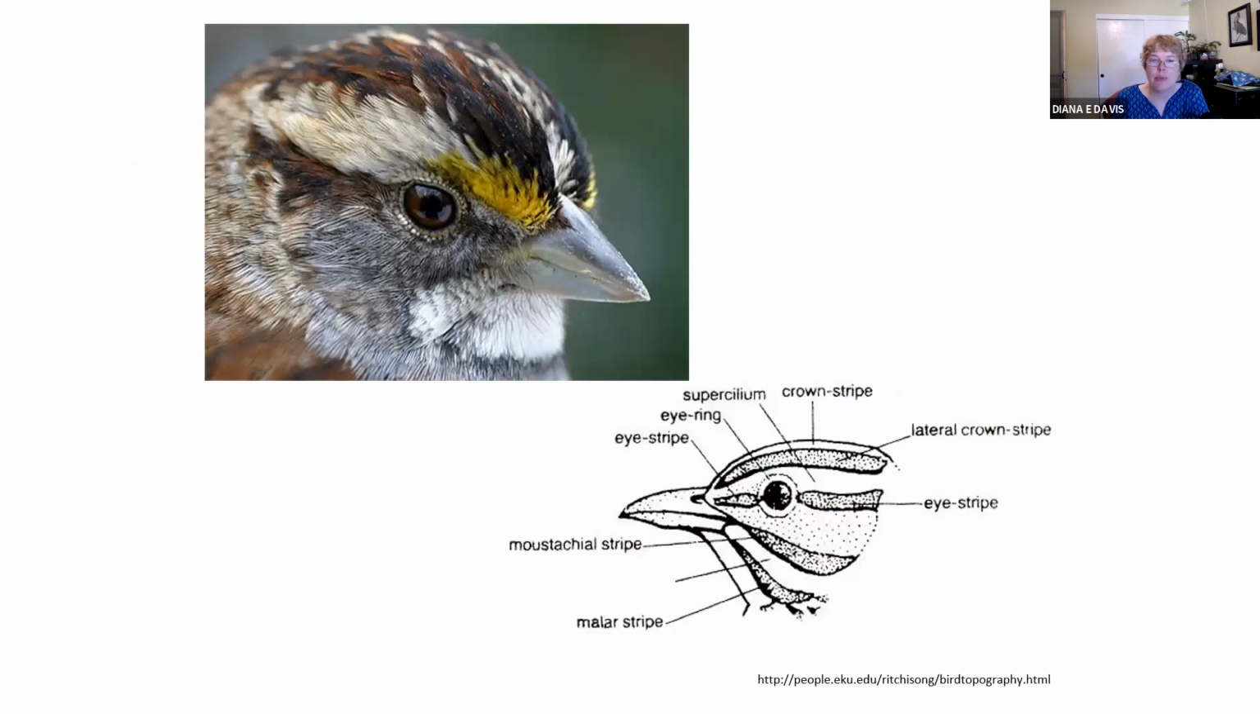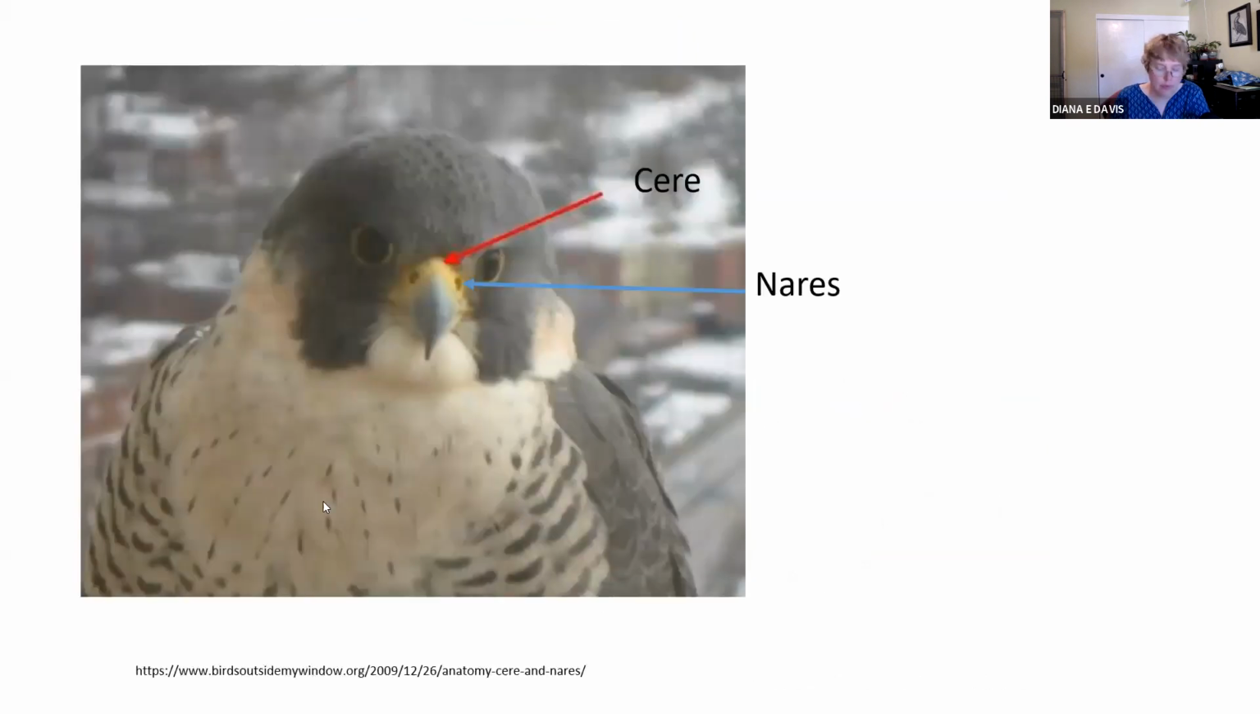And this is just another picture of one. This is a white-throated sparrow. Again, you can see the lores are kind of yellow right here. All right. These two terms you do need to know.